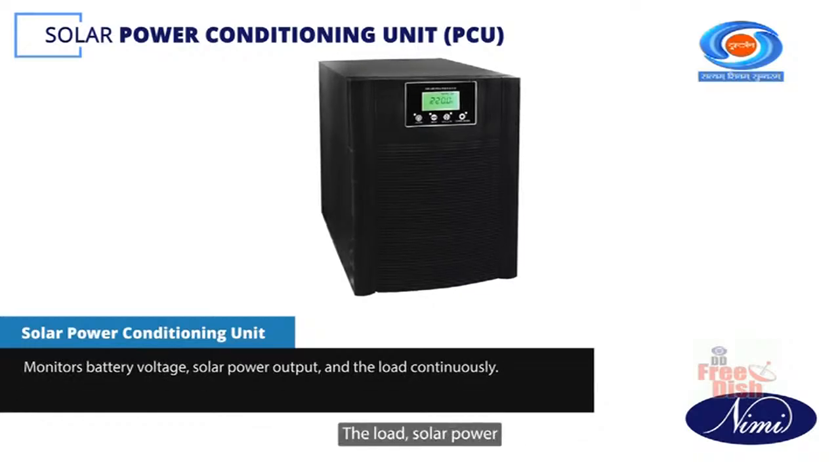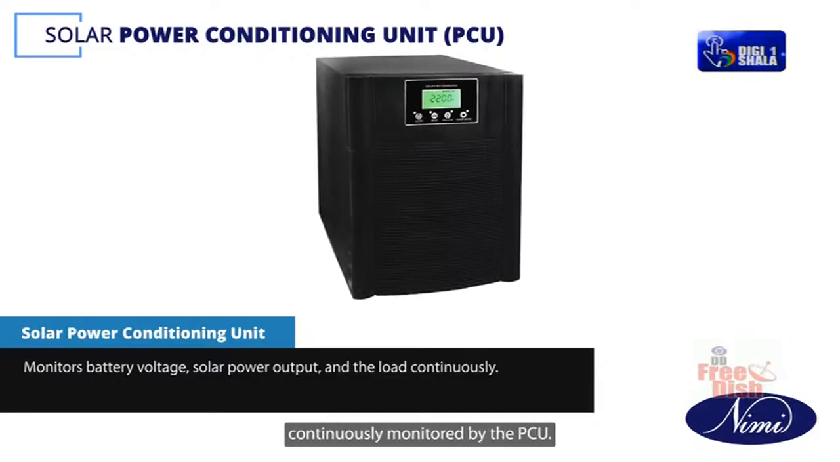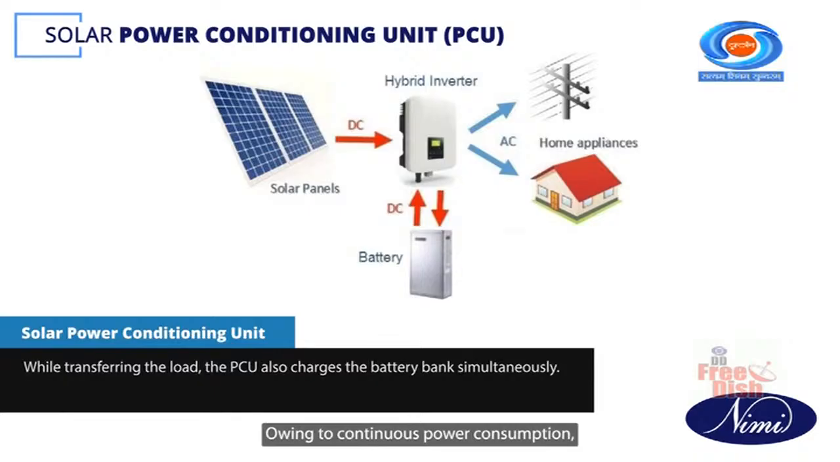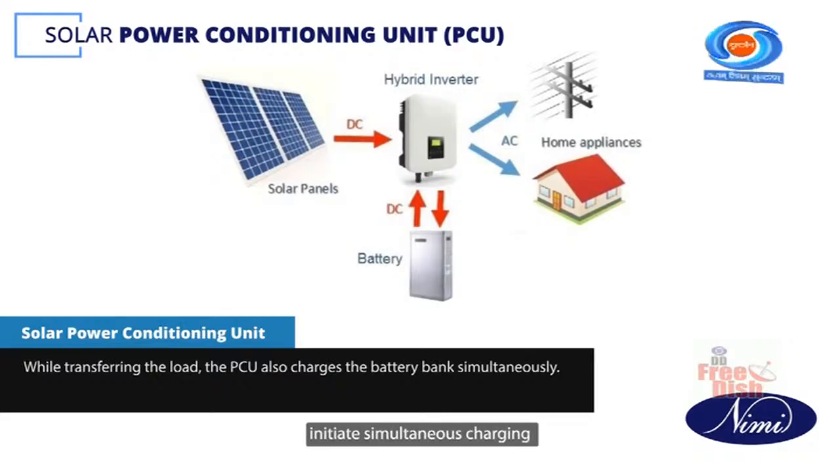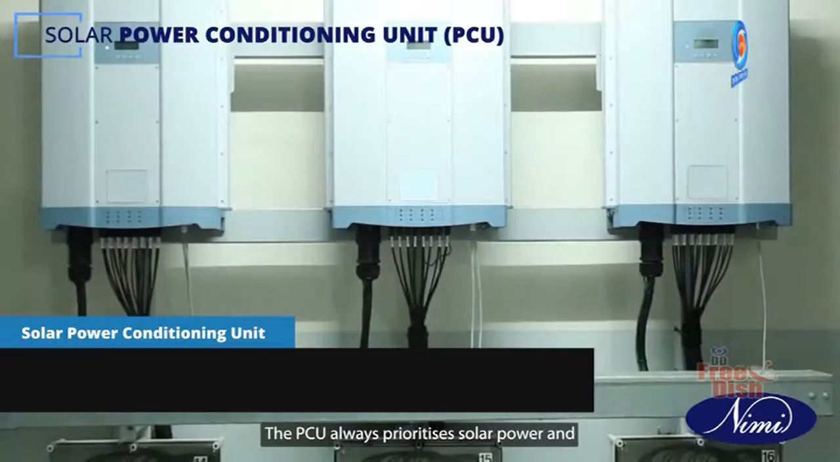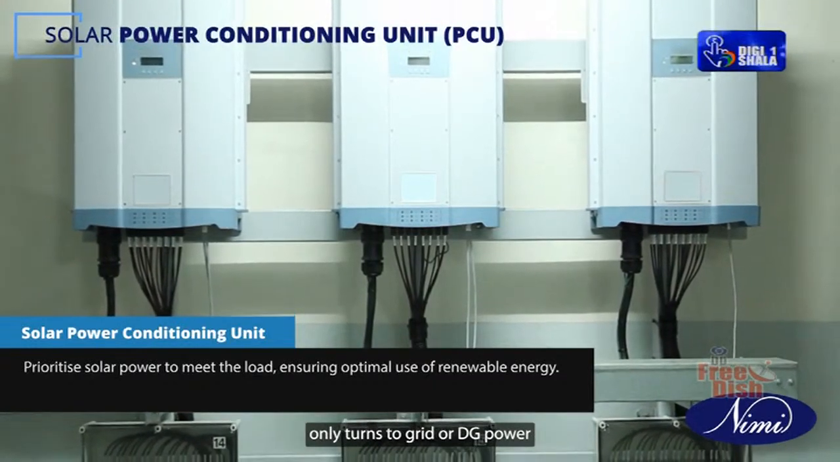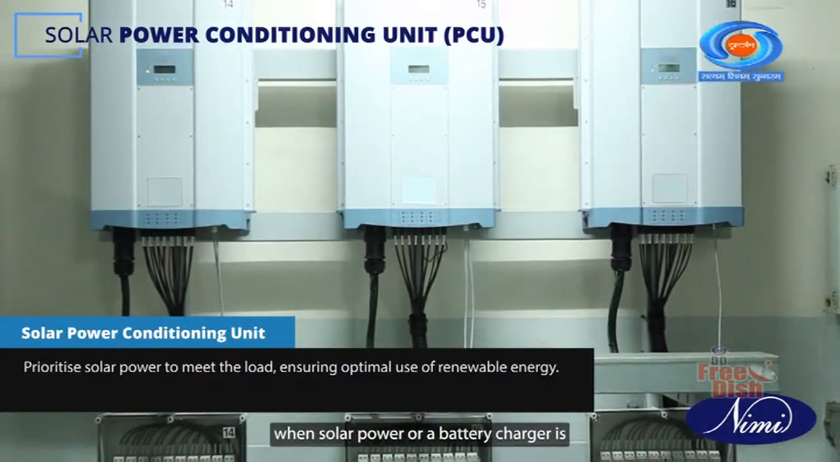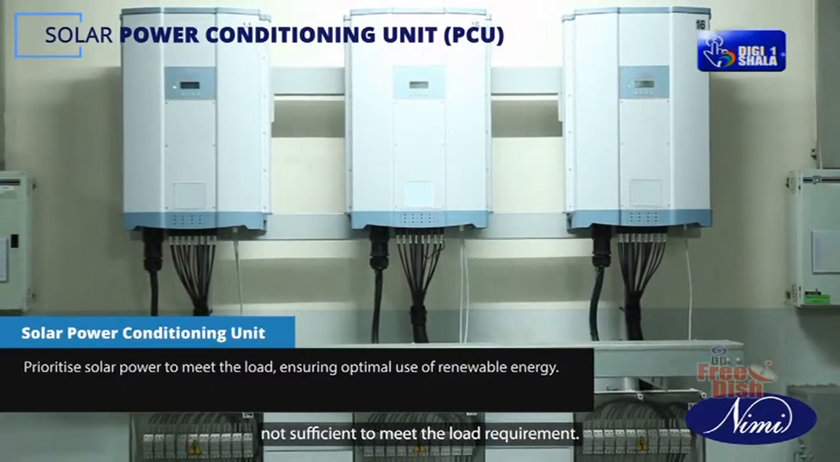The load, solar power output, and battery voltage are all continuously monitored by the PCU. Owing to continuous power consumption, the PCU will automatically switch the load to grid or DG power and initiate simultaneous charging if the battery voltage drops below a predetermined threshold. The PCU always prioritizes solar power and only turns to grid or DG power when solar power or a battery charger is not sufficient to meet the load requirement.